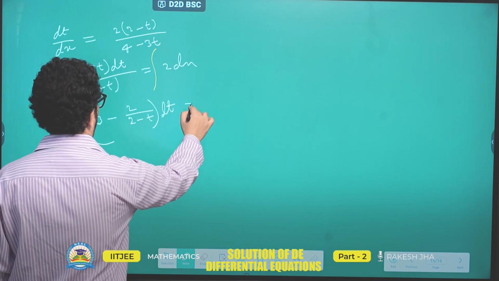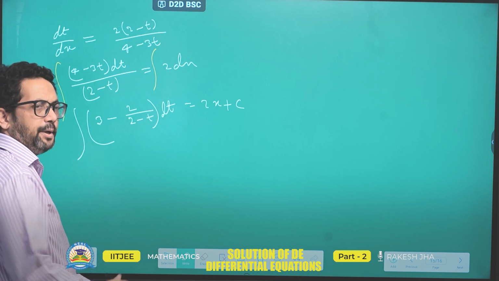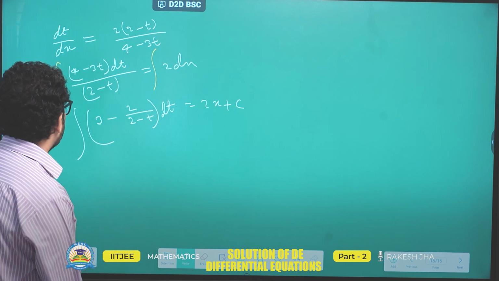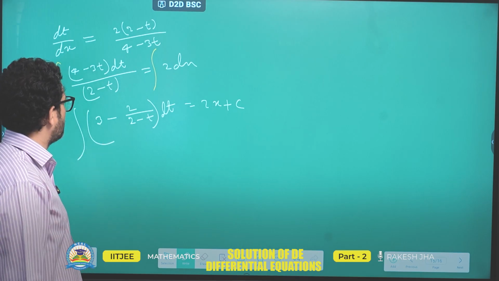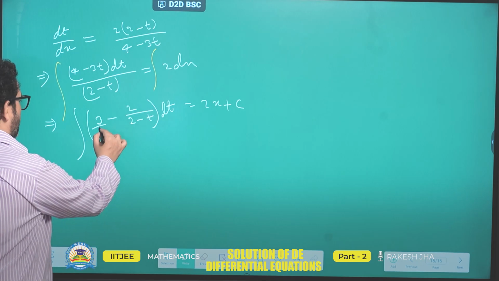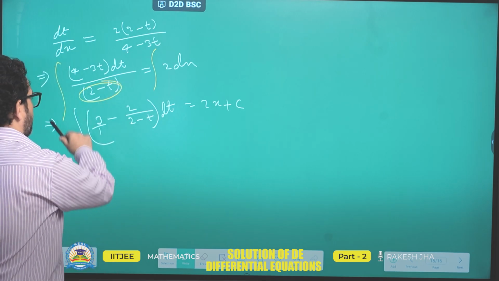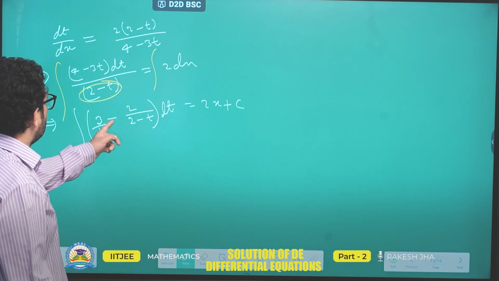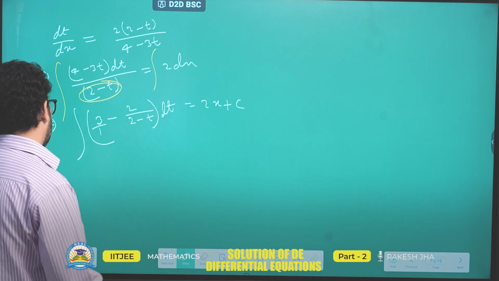dt is equal to 2x plus c. 2 will be taken out, x. Why have we done this? Now this function is integrable, because if you take the LCM here, in the denominator it would be 2 minus t, and 3 2s are 6 minus 3t minus 2, so 4 minus 3t.